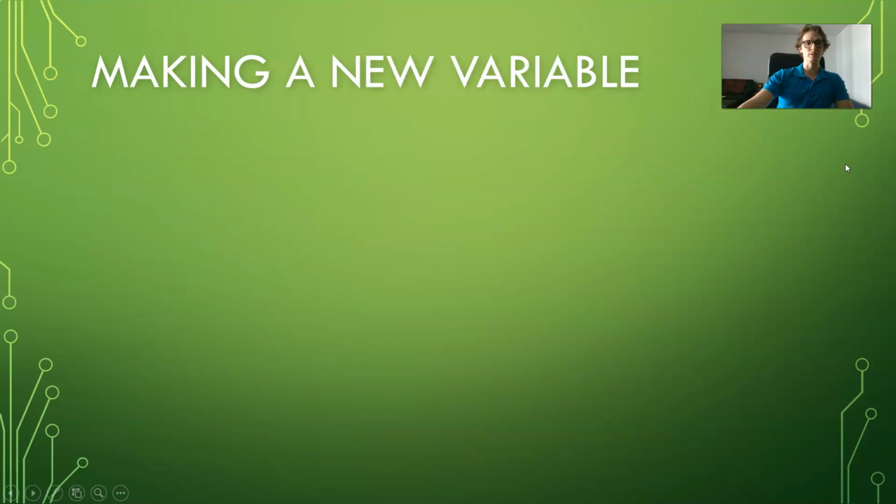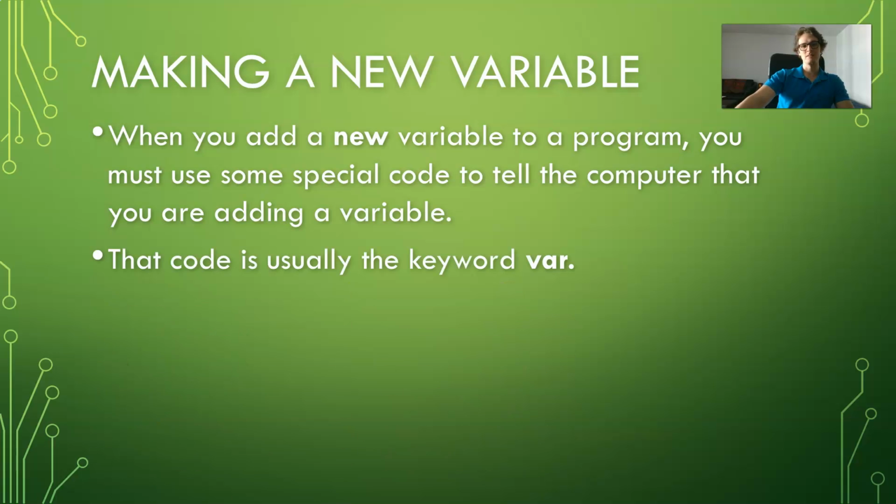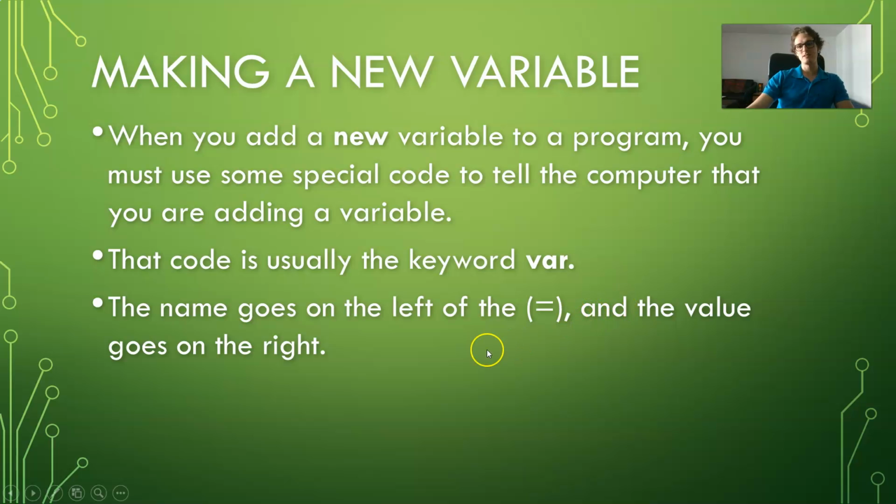Making a new variable. When you add a new variable to a program, you must use some special code to tell the computer that you are adding a variable. That code is usually the keyword var. The name goes on the left of the equals, and the value goes on the right.